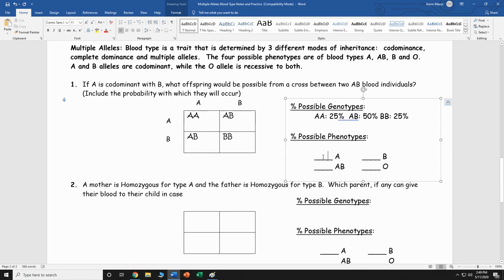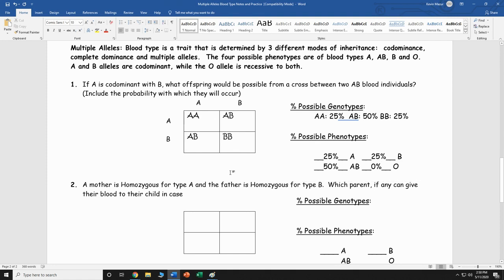For the phenotypes, the percentage that you're going to have type A blood is going to be 25%, because if you have at least 1 A, you're going to have type A blood. The percentage of time you're going to have type B blood is also 25% because if you have at least 1 B, you're going to have type B blood. AB, though, is going to be there 50% of the time because half the boxes had type AB blood. Remember, you have to have both an A and a B to have type AB blood. And O is going to be there 0% of the time because none of these boxes have OO for them.